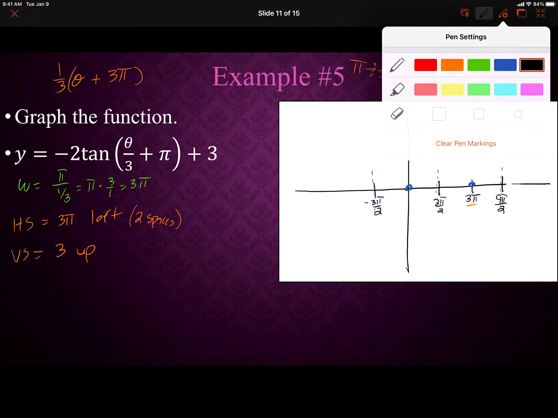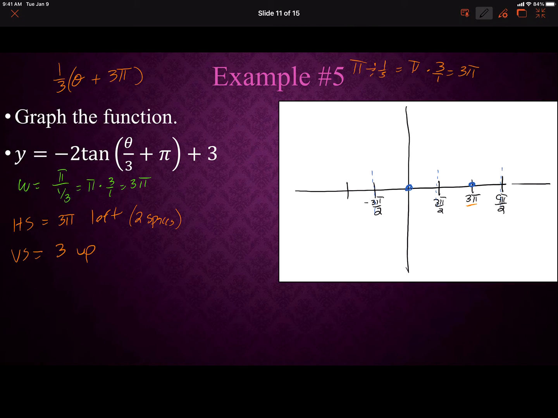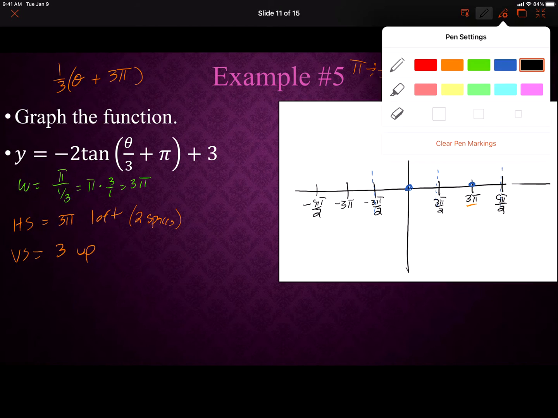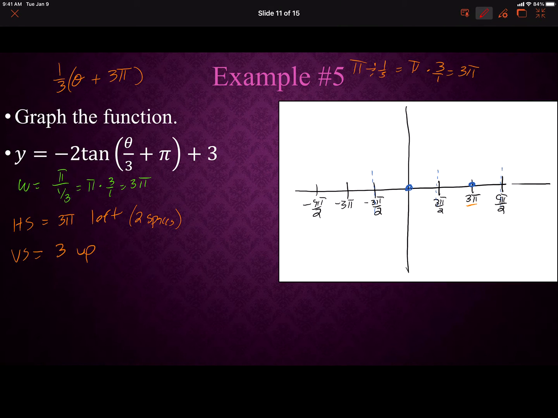So we are going to need 2 more spaces over here, so we are going to need a negative 3 pi and then a negative 9 pi over 2 for the whole symmetry aspect. So for the vertical asymptotes, they're shifting over 2 spaces, so they're shifting over the negative pi over 2. The 3 pi over 2 is going to shift over to negative 3 pi over 2. And the 9 pi over 2 shifts over 2 spaces to 3 pi over 2.